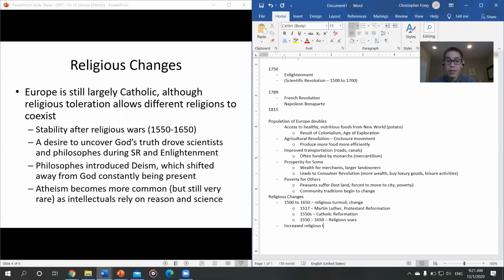So that's one of the big trends that we see, that there is increased religious toleration. This is especially after the Peace of Augsburg, or the Edict of Nantes, or the Peace of Westphalia, which ended all of those religious wars. And this will also later influence Voltaire's ideas. I'm trying to connect this lecture to as many topics as I can.